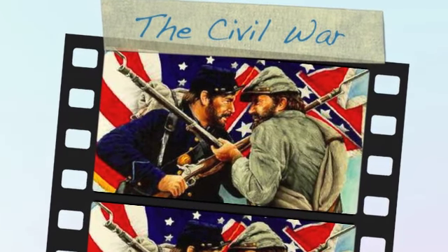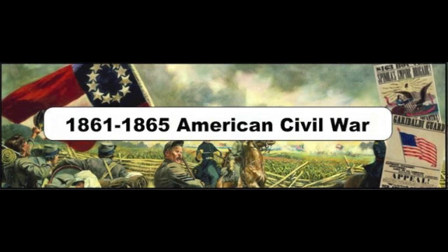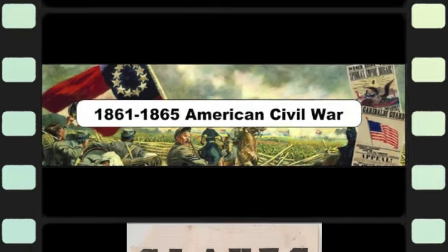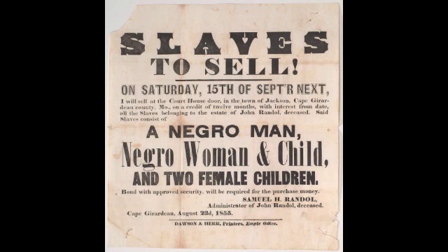The Civil War was a war between the northern states and the southern states. It lasted from 1861 to 1865. Probably the main reason for the Civil War was the issue of slavery. The southern states, being more agricultural, would use slaves to work the farms, the plantations. The northern states had more industry.